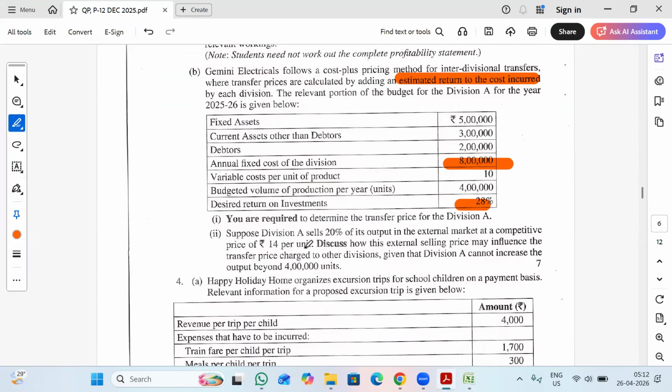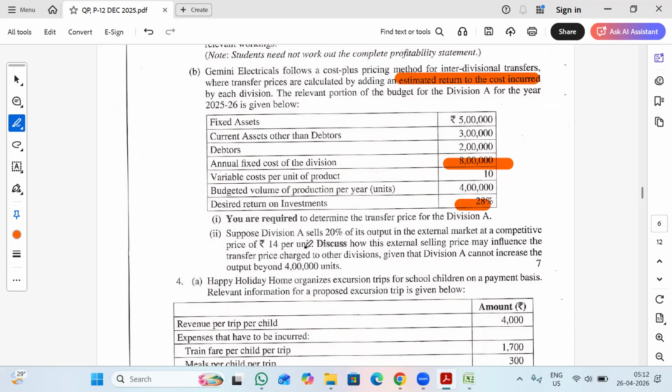So suppose division A sells 20% of its output in the external market at a competitive price of 14 rupees per unit. So usually everyone will be making mistakes in this sub question. So discuss how this external selling price may influence the transfer price charged to other division, given the division A cannot increase the output beyond 4 lakh units. So I can't increase my output. So my output is fixed at 4 lakh.